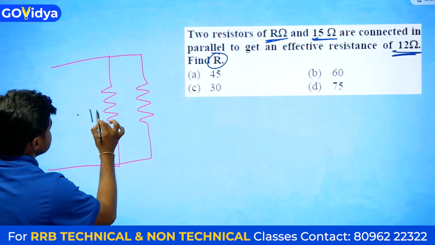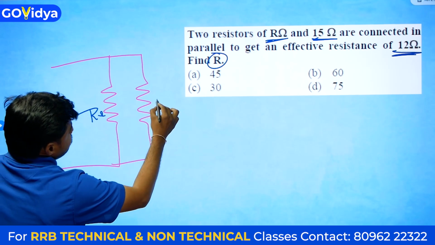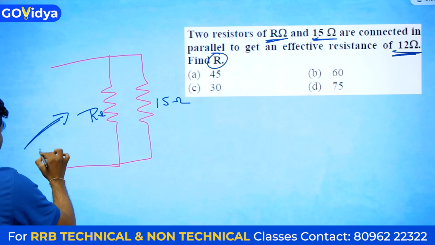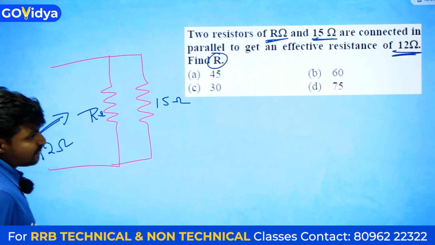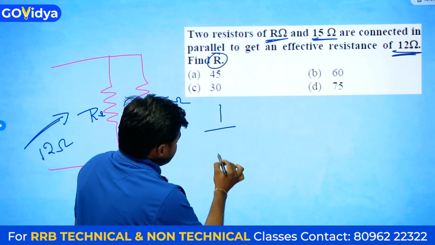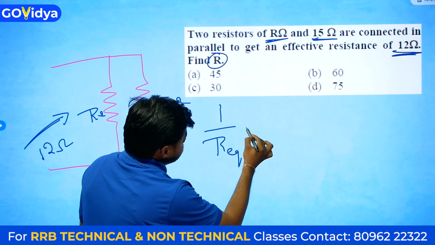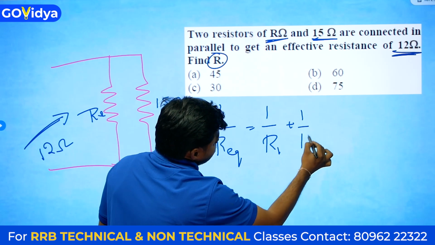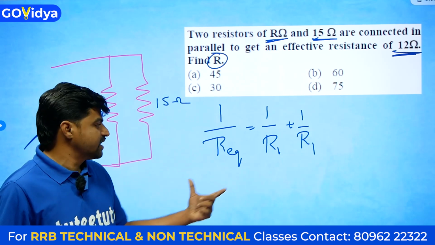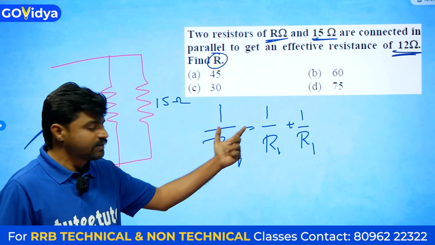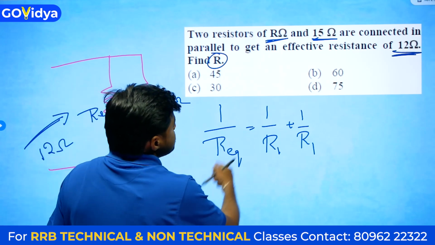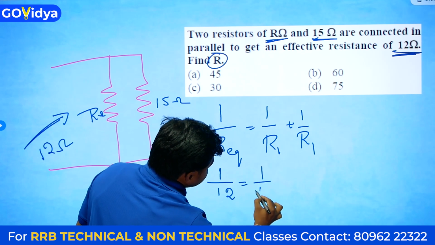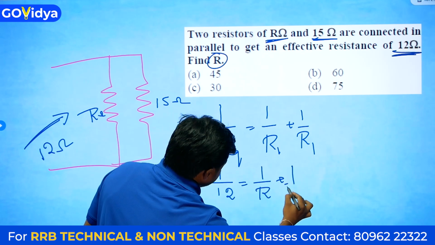One resistor is R ohms and one more is 15 ohms. The resultant resistance is 12 ohms. We know that when two resistors are connected in parallel, 1 by R equivalent is equal to 1 by R1 plus 1 by R2. R equivalent is given as 12. So 1 by 12 is equal to 1 by R plus 1 by 15.